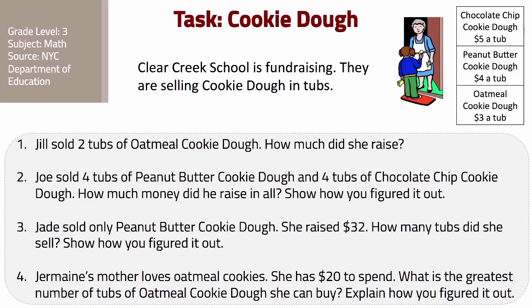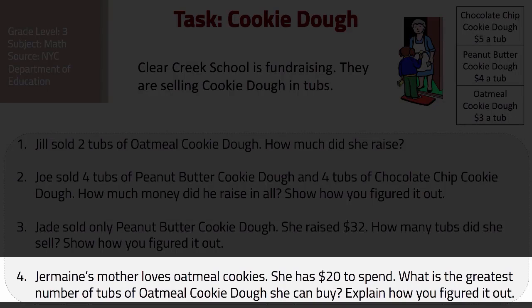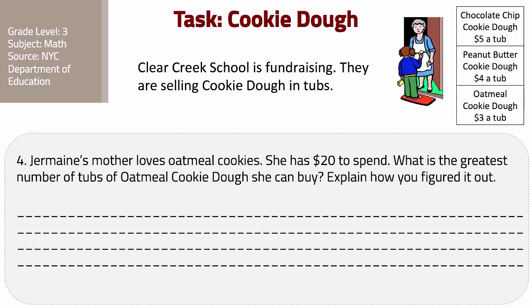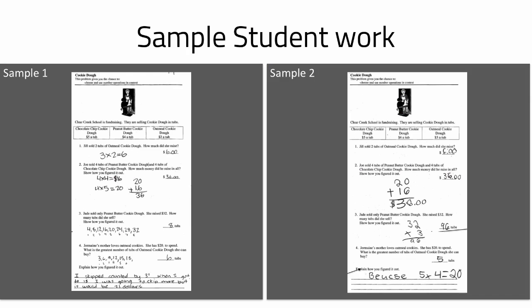For this performance task, which is meant to be completed individually, students are asked to imagine that Clear Creek School is fundraising. They are selling cookie dough in tubs. They are then given the prices per tub for chocolate chip cookie dough, peanut butter cookie dough, and oatmeal cookie dough. Please note that while there are 4 items in the original task, we are only focusing on the 4th item, which states, Jermaine's mother loves oatmeal cookies. She has $20 to spend. What is the greatest number of tubs of oatmeal cookie dough she can buy? Explain how you figured it out. Students are then given a physical space to write out their mathematical explanation. Here is the student work, which can be downloaded in the resources section.